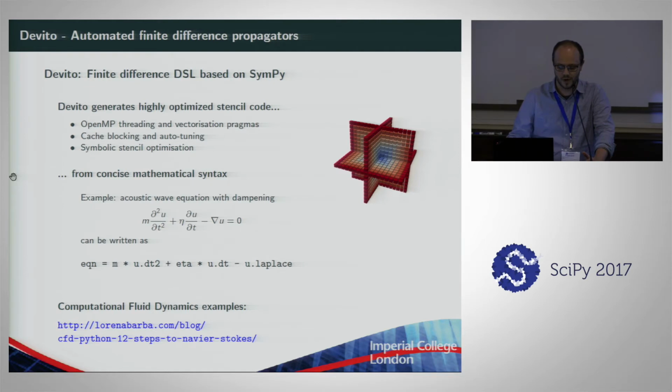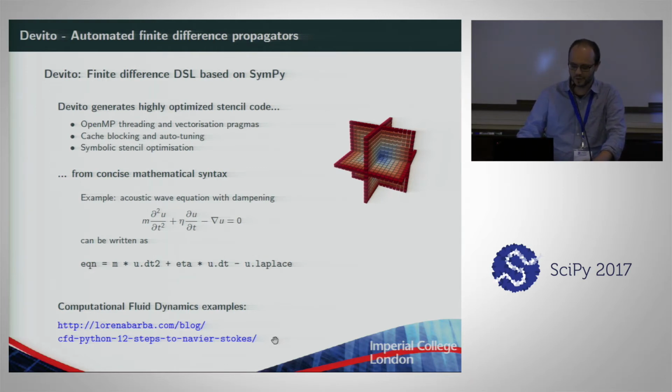We can even do some more advanced stuff like symbolic stencil optimization through the power of SymPy, where we effectively try and reduce the number of flops, the number of operations that we actually need to compute for each stencil point. Because we know the specific domain we're computing, we can be more lenient there than a general compiler can. But what I want to focus on in my talk today is that we can do all of this by providing a really neat and concise high-level mathematical syntax to express these finite difference problems. So I'm showing here an acoustic wave equation with a damping term, eta, in the middle, and I can express this in a single line of Python code.